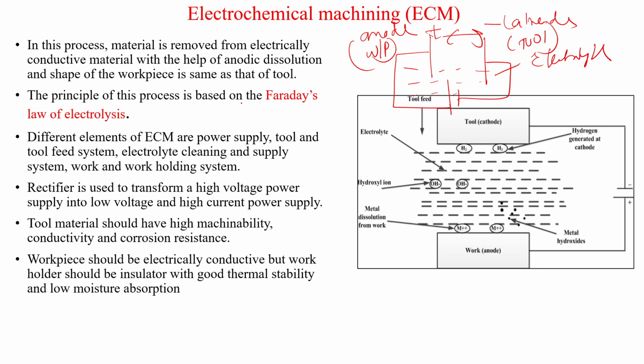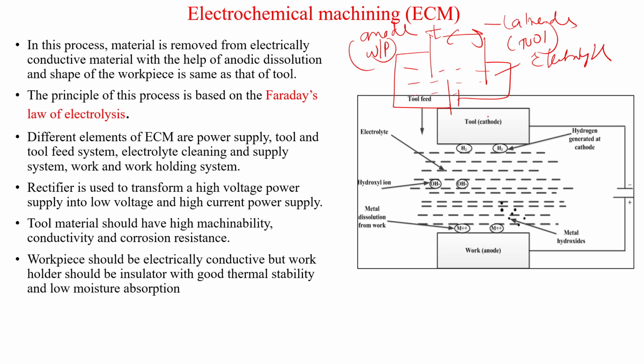The tool material should have high machinability, conductivity and corrosion resistance, because you are using it in the electrolyte, so there is a high chance of corrosion. Both should be electrically conductive for the flow of electrons. The workpiece should be electrically conductive, but the work holder should be an insulator with good thermal stability and low moisture absorption, because if the work holder is not an insulator, how will it hold the workpiece, right? So basically this is happening.